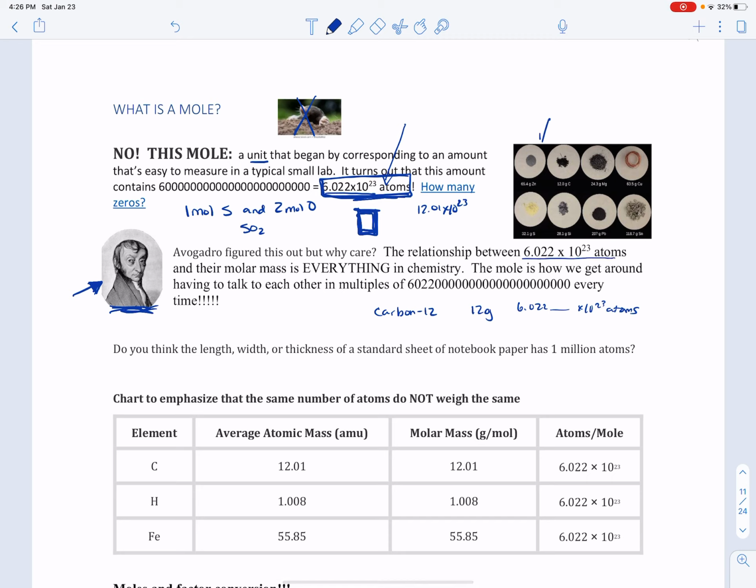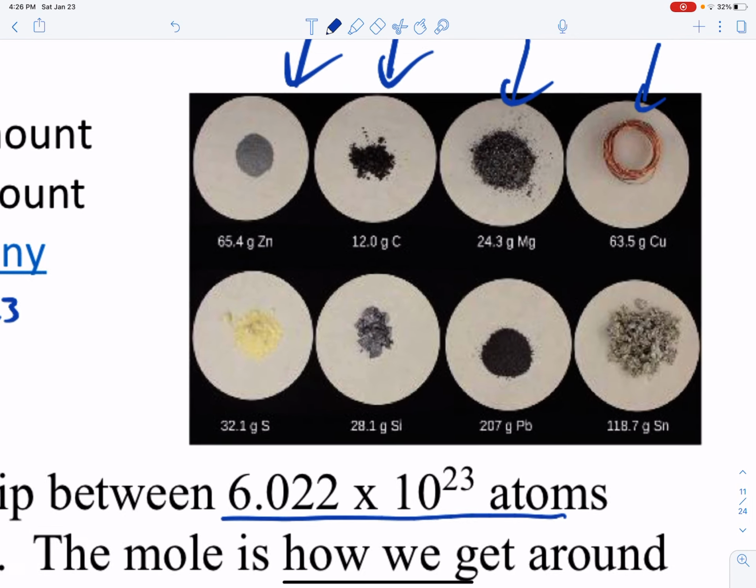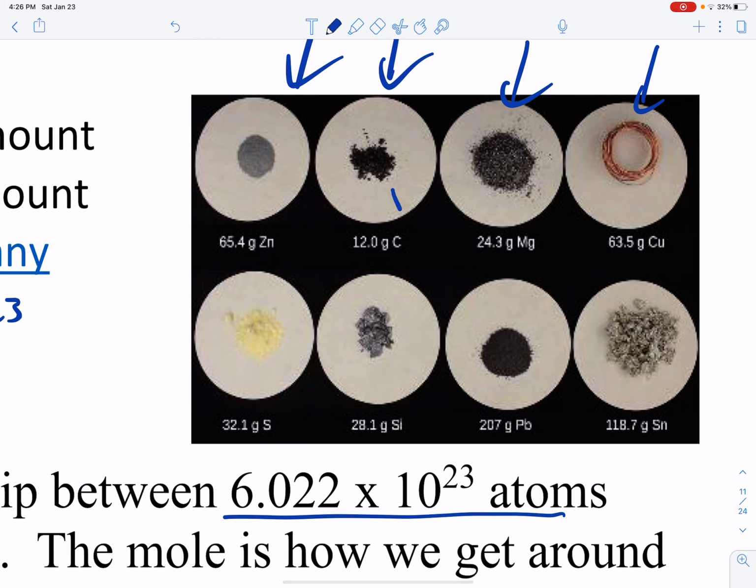Here's some different elements that are laid on a piece of filter paper. I know you can't see how high the piles are, but this is like a briquette's worth. So if you look through, what you're supposed to see is that it's actually not the same amount of something. You can see this one spreads out more and it's less dense.